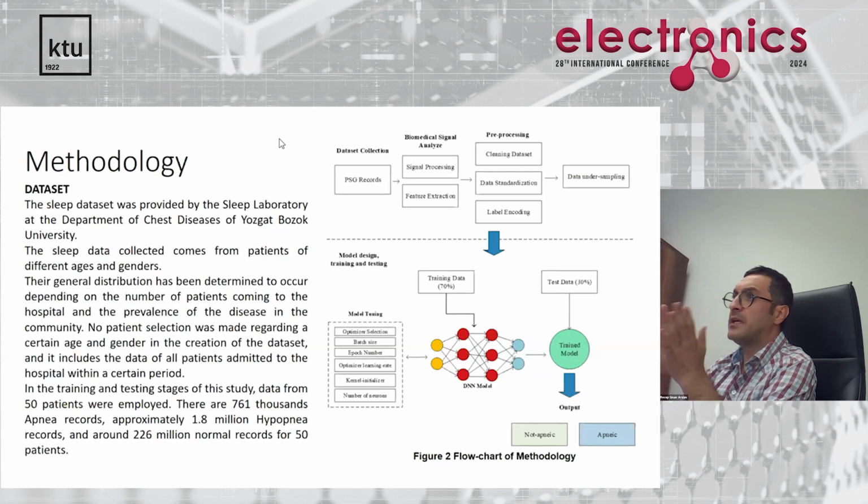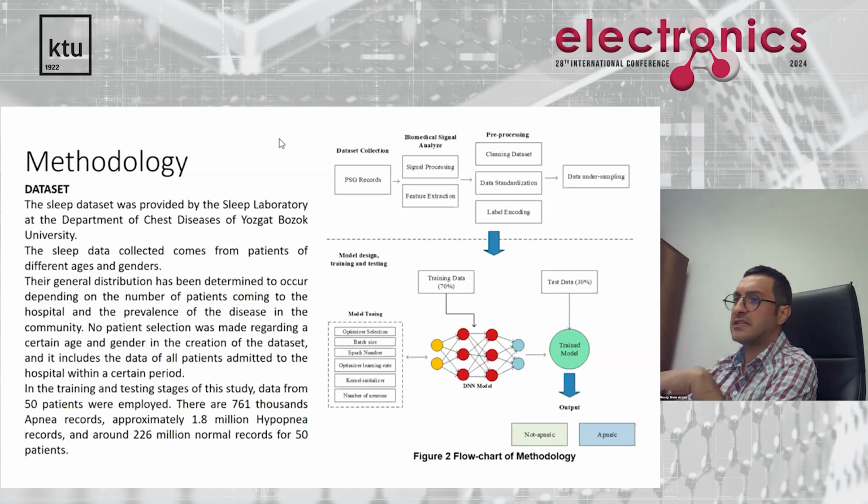Firstly, we need to collect a big dataset, big PSG records, to train and test our DNN model. The sleep dataset was provided by the sleep laboratory from Pathak University. The sleep data collected comes from patients of different ages and genders. Their general distribution has been determined to occur depending on the number of patients coming to the hospital and the prevalence of the disease in the community. No patient selection was made regarding a certain age and gender in the creation of the dataset, and it includes the data of all patients admitted to the hospital within a certain period.